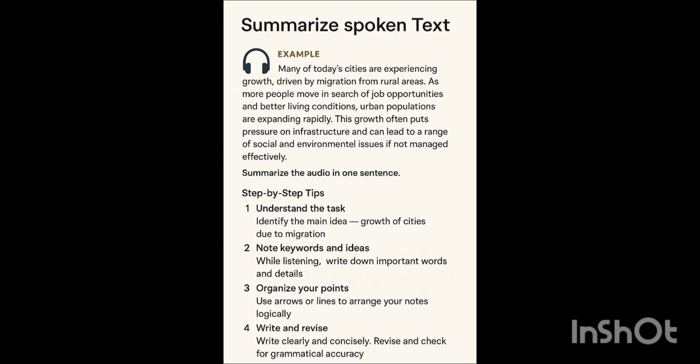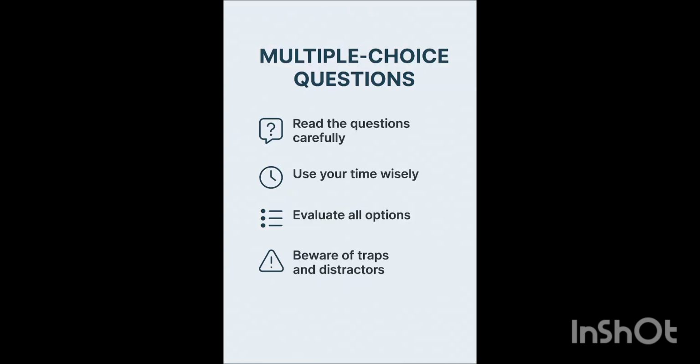So the step by step tips are that first of all you have to understand the task, what it is about, what is the reason and what is the summary of the task. Then note keywords and ideas. While listening, write down the important words and the details. Don't write full sentences, write in bullet points. Then organize your points, use arrows or lines to arrange your notes logically, because there will not be enough time to write down full sentences. Then write and revise, and at last check your grammar.